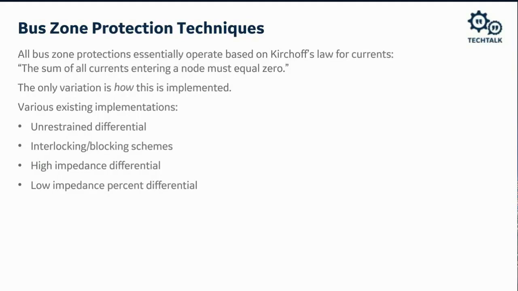The only variation here is how we implement this principle. There are various implementations. We'll talk about each one: the unrestrained differential, the interlocking or blocking scheme, the high impedance differential, and finally the low impedance percent differential. Our focus will be on the low impedance protection today. We will cover briefly the other types of protection.